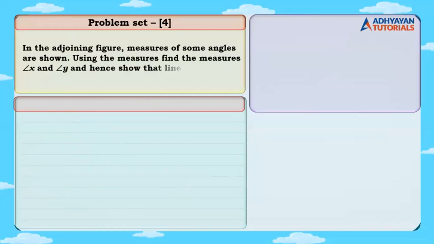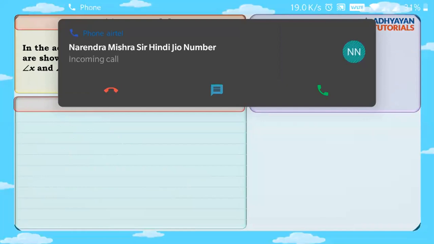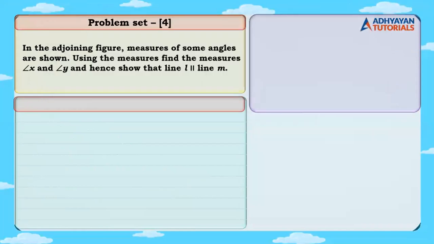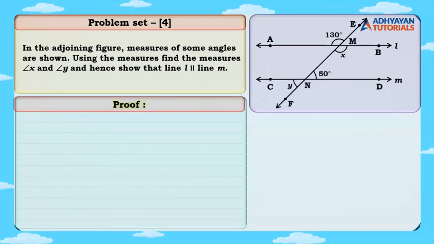Yeah, moving ahead is the next question. In the adjoining figure, measures of some angles are shown. Using the measures, find the measures of x and y. Hence, show that line L is parallel to line M. So, children, first thing is we need to find x and y. We need to find the value of both angles. And once we know the values, using them, we need to prove that line L is parallel to line M. I hope everybody has understood that.